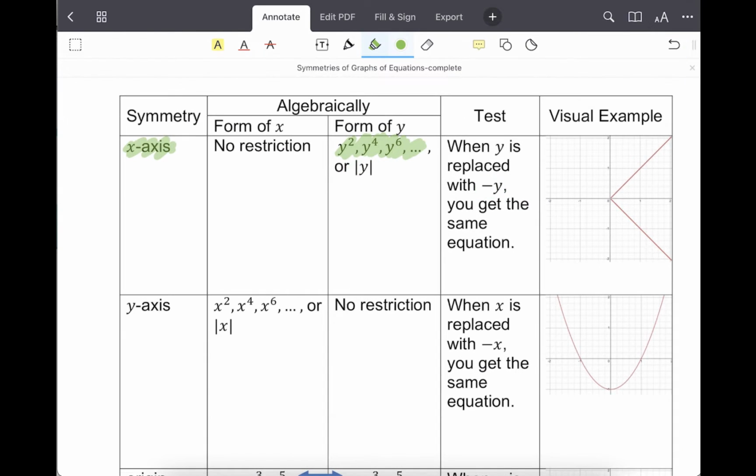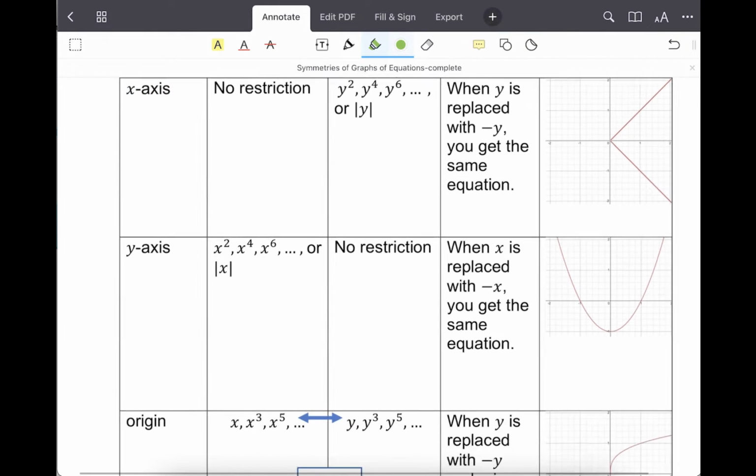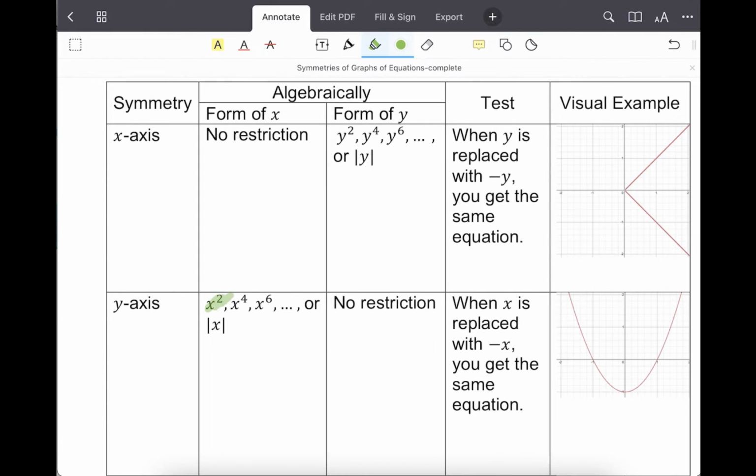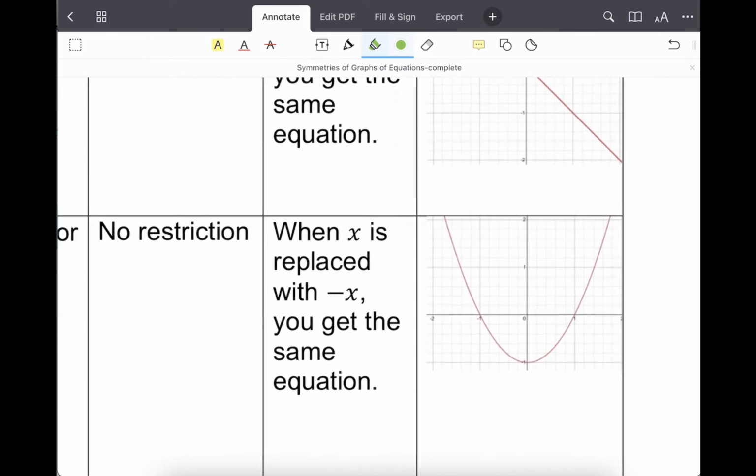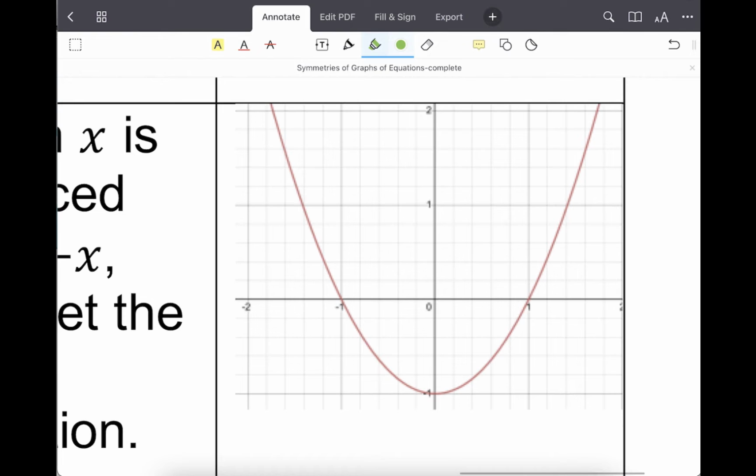The second is y-axis symmetry, which is similar, except now instead of y being to an even power, x is to an even power, or x is the absolute value of x. And the test is that when we replace x with the opposite of x, we get the same equation. So here is an example. If we would fold this across the y-axis, this would fall right onto this one here, and that would be symmetric across the y-axis.